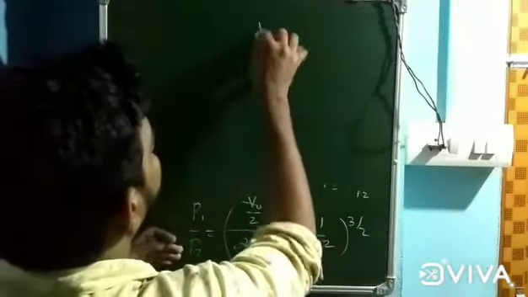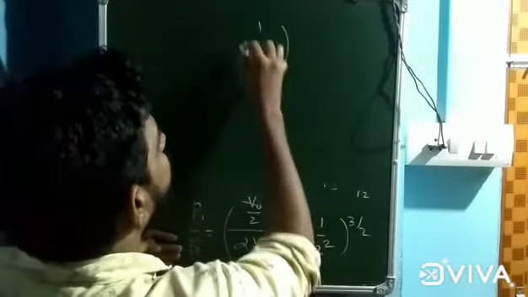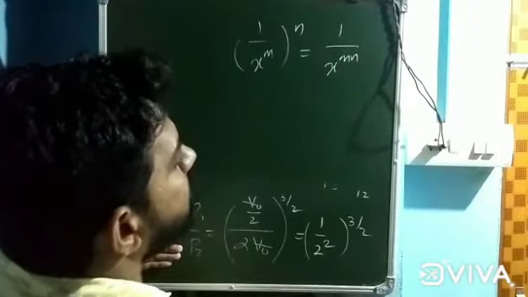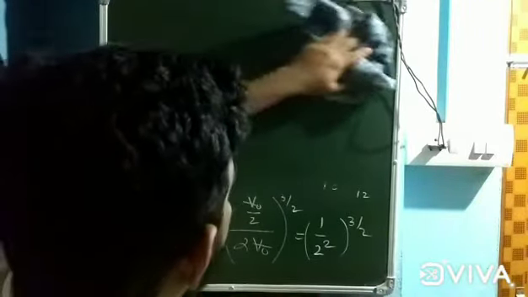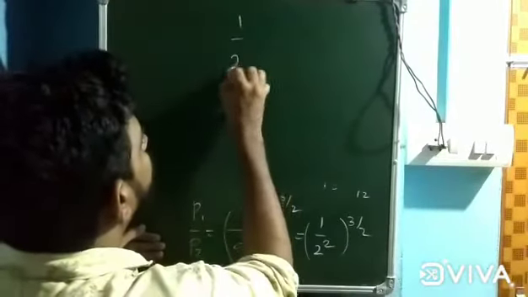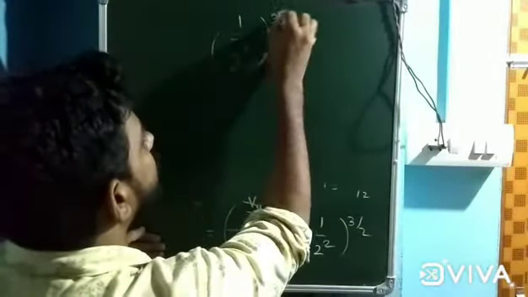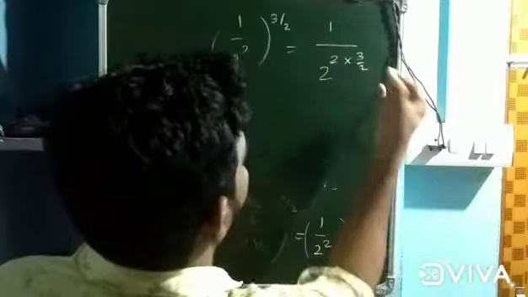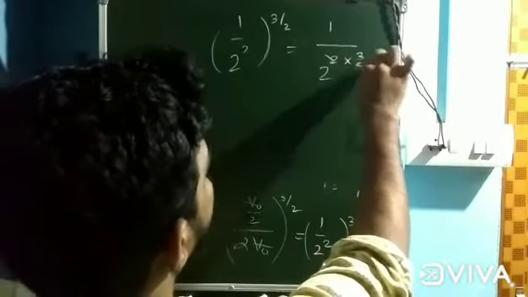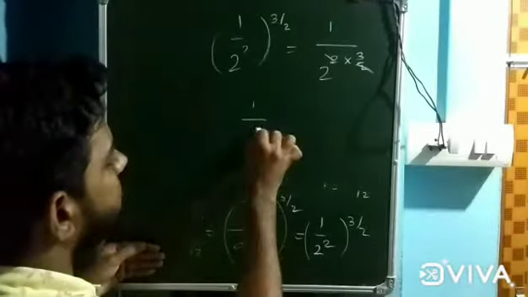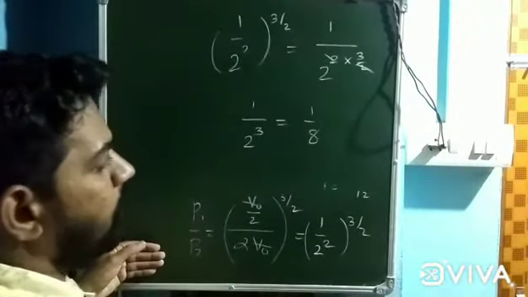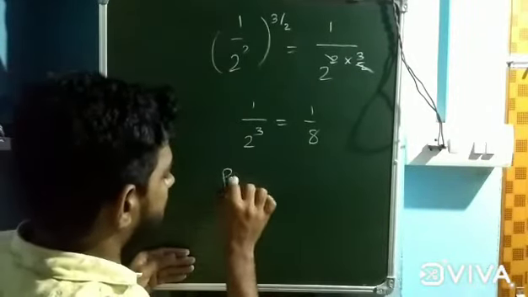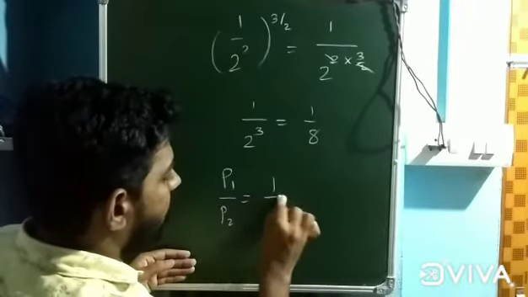Finally, in this equation, 1 by x raised to m whole raised to n, what is the relation? 1 by x raised to mn. Similarly, here 1 by 2 square is there, 2 square whole raised to 3 by 2. This can be written as 1 by 2 raised to 2 into 3 by 2. So that's why this 2 cancels. So finally 1 by 2 raised to 3 is equal to 1 by 8. This is the answer. So the final answer is P1 by P2, the ratio of pressure, which is equal to 1 by 8.